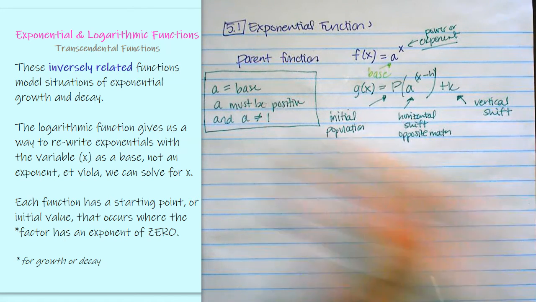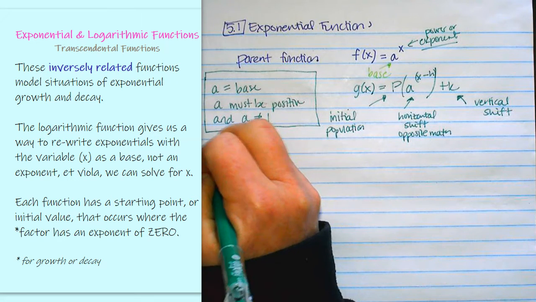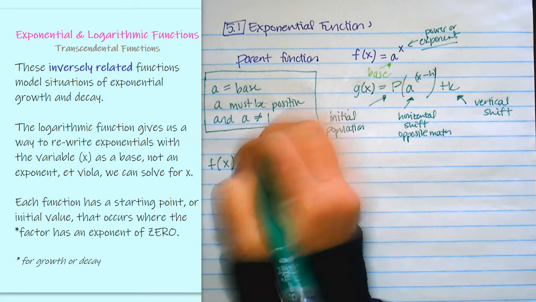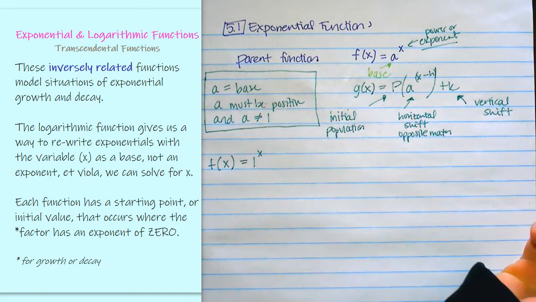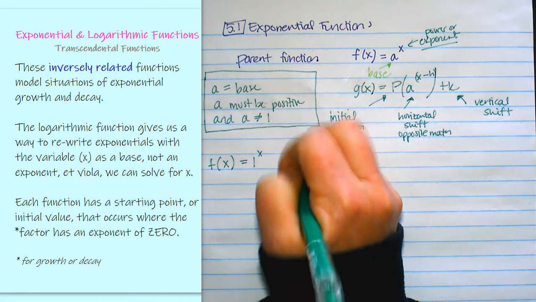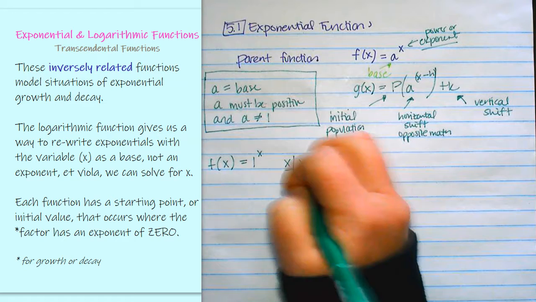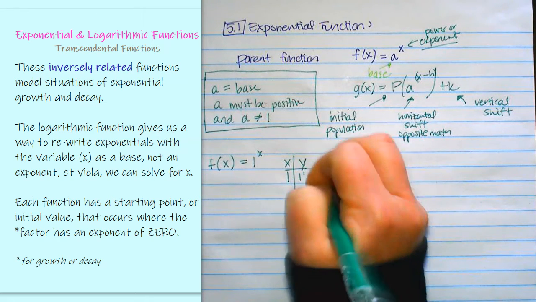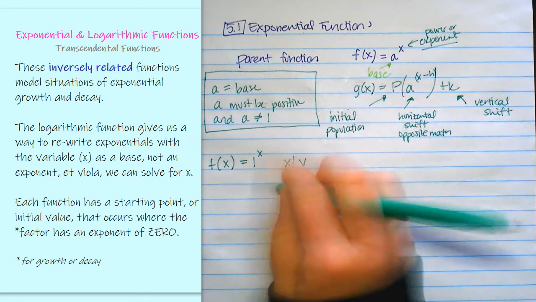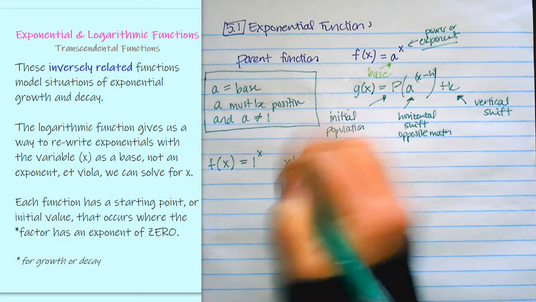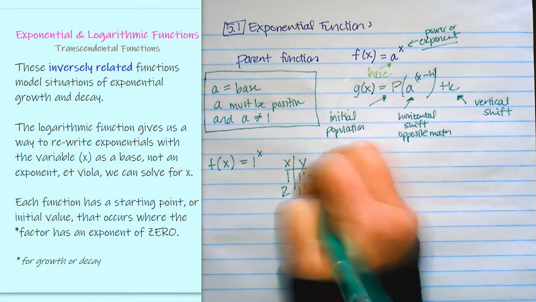And the reason for that is pretty simple. The reason that it can't be 1 is that if you had 1 to the x, then that just means that if you made an xy chart, if x is 1, you have 1 to the first, which is 1. And if x is 2, silly me, then you have 1 squared, which is still 1.